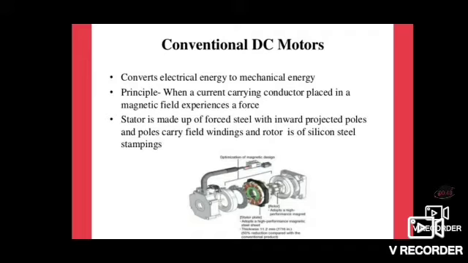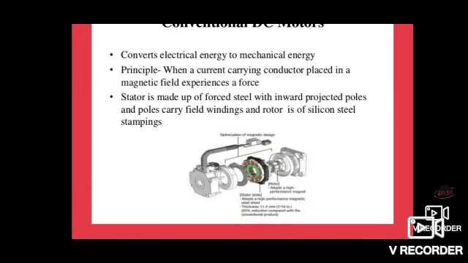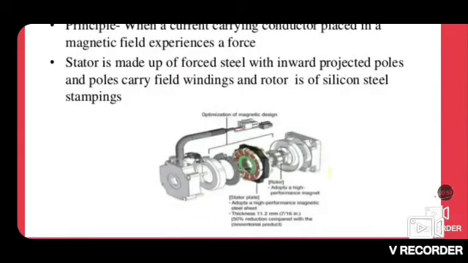The stator is made up of forged steel with inward projected poles, and the poles carry field winding, and the rotor is of silicon steel stampings. See the diagram, it is the construction of the DC motor.